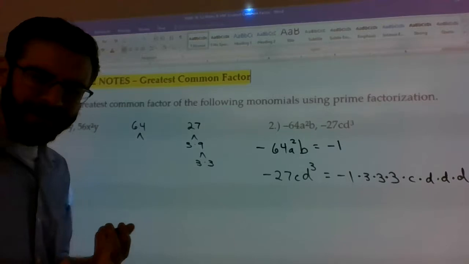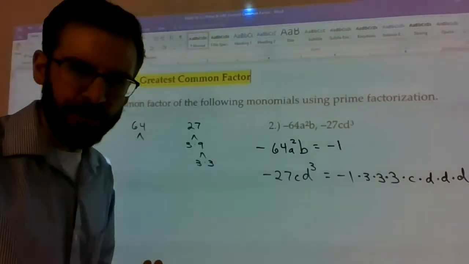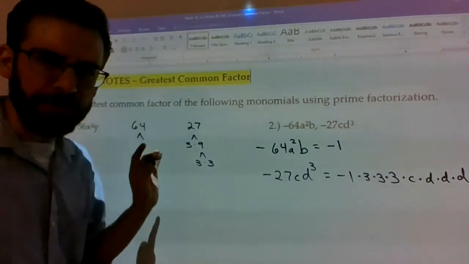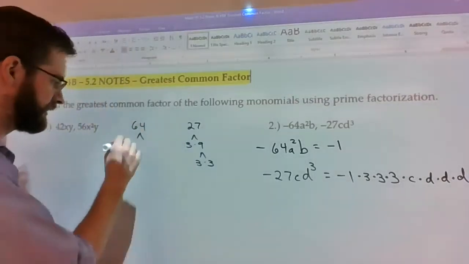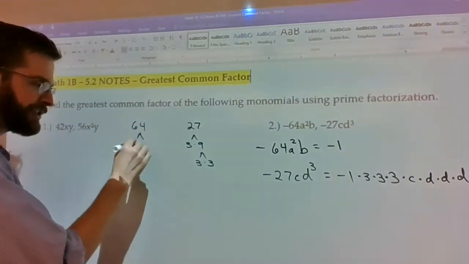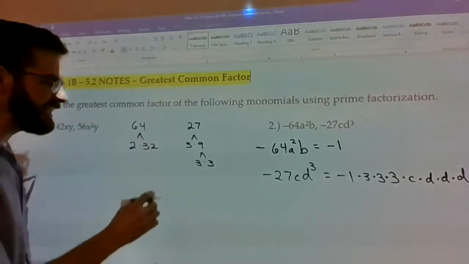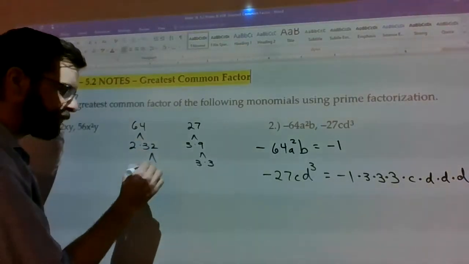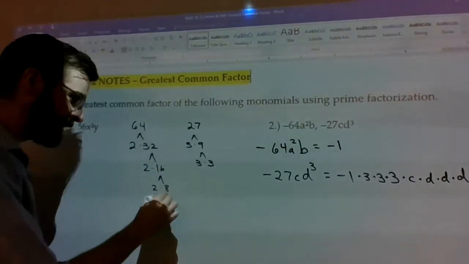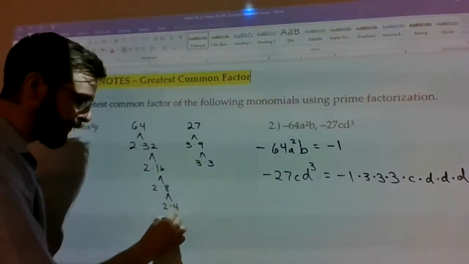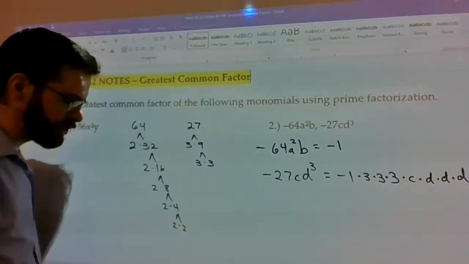I know it's 8 times 8, which is very tempting, but I see it's even. I'm just going to cut it in half so that my prime numbers are always on the left. Half of 64 is 32. Still even. Half of 32 is 16. Still even. Half of 16 is 8. Still even. Half of 8 is 4.